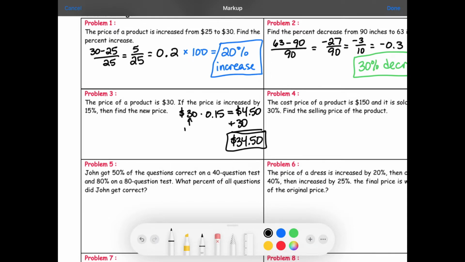Or you could think of it like 30 is 100% of the price plus another 15%, so you could do 1.15, and that would just get you straight to the $34.50.